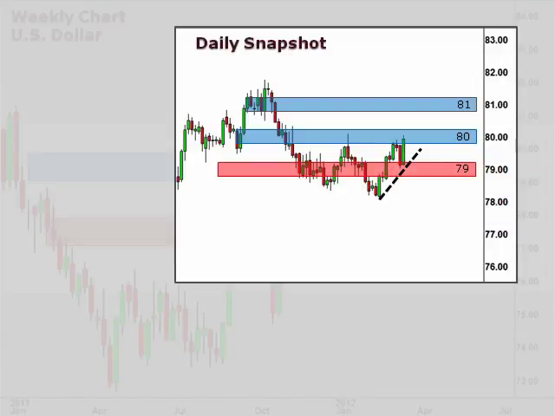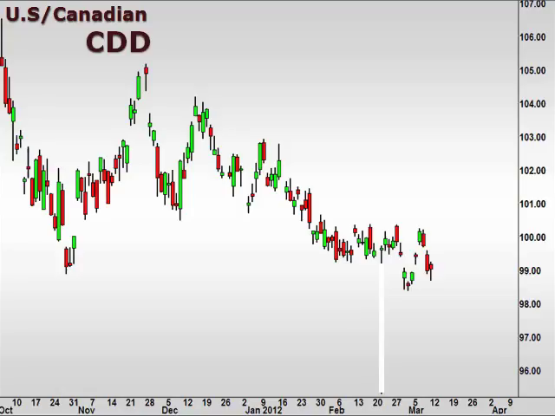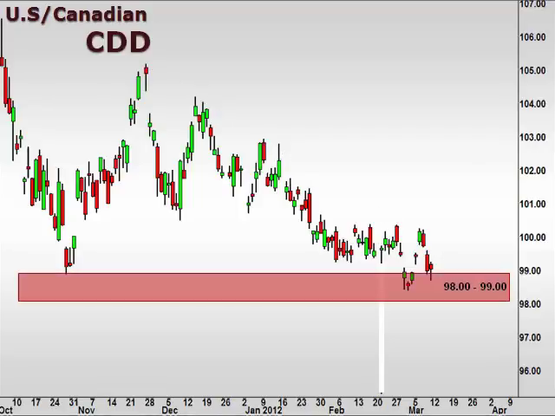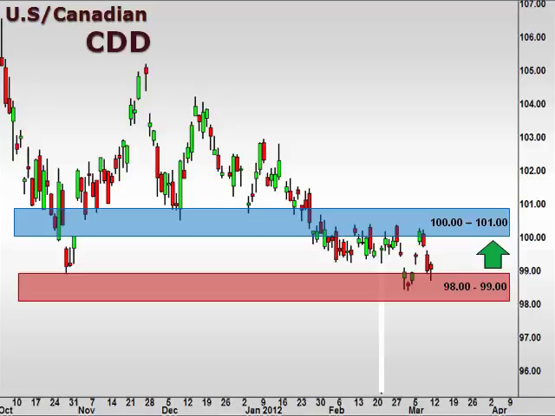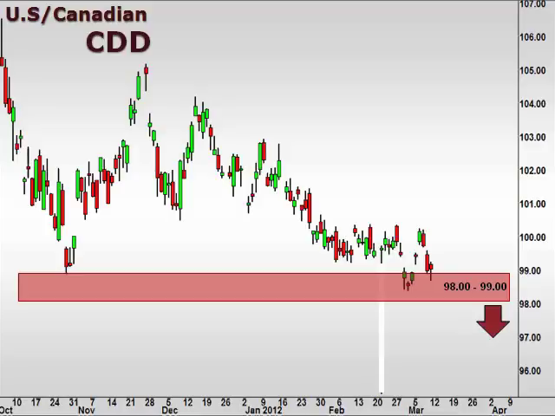Well, the near-term trend now appears to be up with a break above 80, signaling a continuation to test resistance at 81. Let's take a look at the US dollar versus the Canadian dollar, as seen here in the ISC FX Options pair value CDD. Well, the CDD continues to trend down. 98-99 should hold as support, with 100-101 acting as an upside overhead resistance. Now, a break below 98 opens the window for a continuation lower.